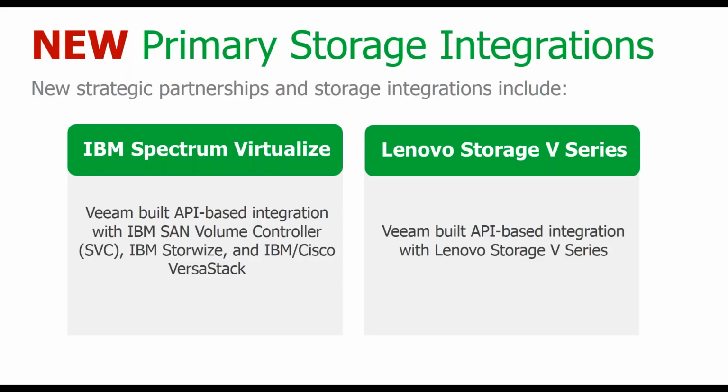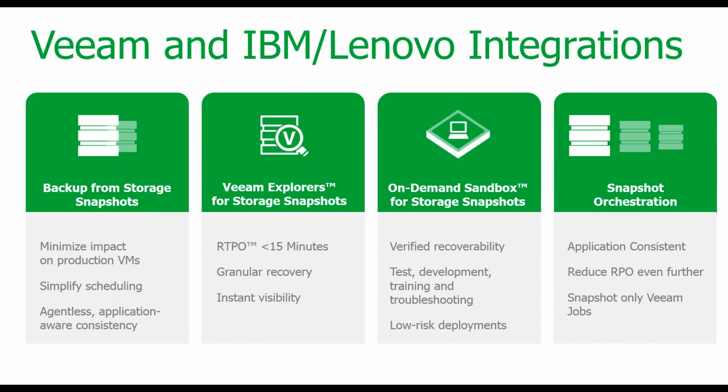So thanks to the release of our new storage API, which I'll talk about a little bit more in a few minutes, Update 3 also includes a new integration with IBM Spectrum Virtualize, and this provides our users an integration with the IBM Storwize family and SAN Volume Controller, as well as Lenovo's Storage V series. And just like with our existing storage integrations, those of you who use IBM and Lenovo will now be able to significantly reduce the impact on your production environment and get much lower RTOs and RPOs through backup from storage snapshots for IBM and Lenovo.